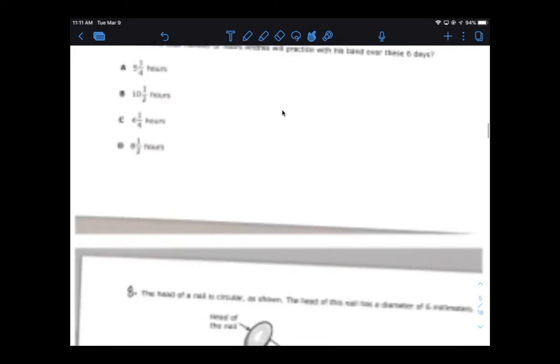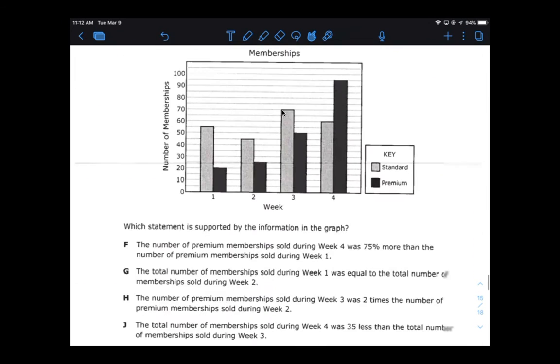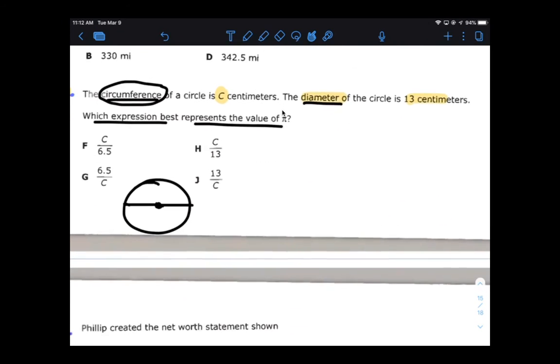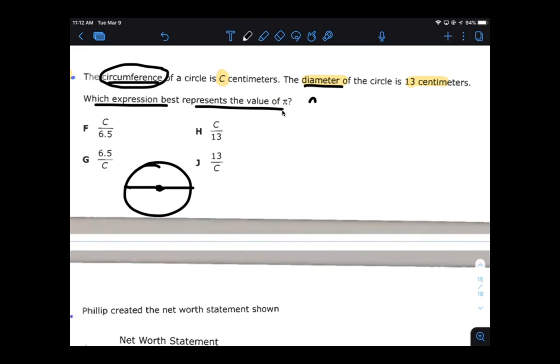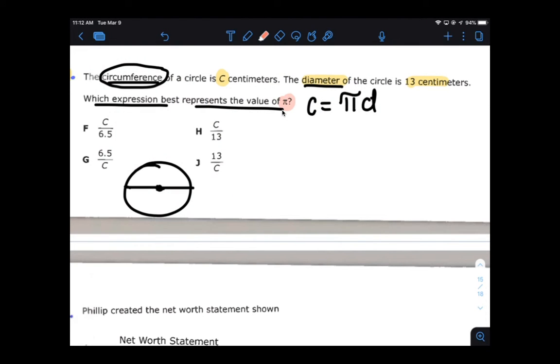So let me see. We're going to problem 31. I'm sorry about the scrolling, but the reference materials here are on the very top. So the formula says circumference equals pi times diameter. All right, and so they say which expression best represents the value of pi, meaning we need to isolate pi right now. So I'm going to say, okay, I need to leave the pi all by itself, which is this one, right? And they're telling us that the diameter is 13 centimeters. So I can substitute this d with 13. So I'm going to go ahead and do that.